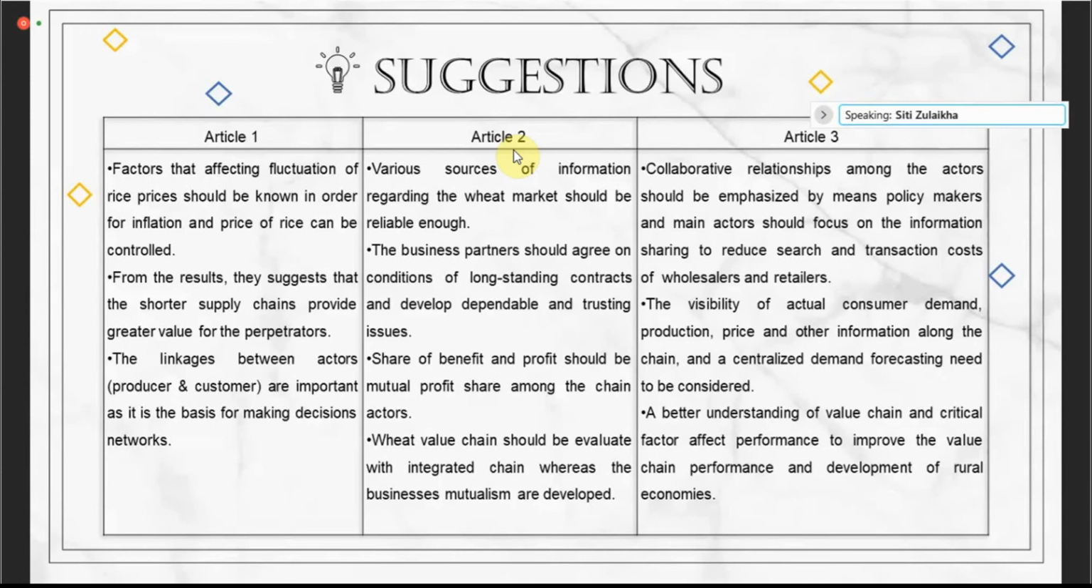For Article 3, collaborative relationships among the actors should be emphasized by policy makers, and main actors should focus on information sharing to reduce search and transaction costs of wholesalers and retailers. Second, the visibility of actual consumer demand, production, price and other information along the chain, and a centralized demand forecasting need to be considered. And last, a better understanding of value chain and critical factors that affect performance, to improve the value chain performance and development of rural economies.